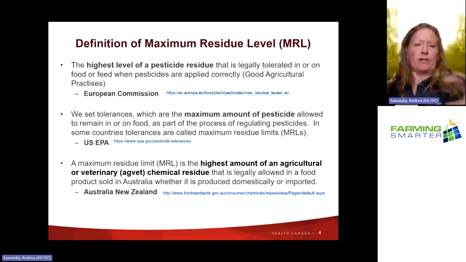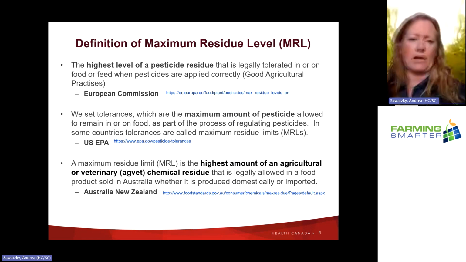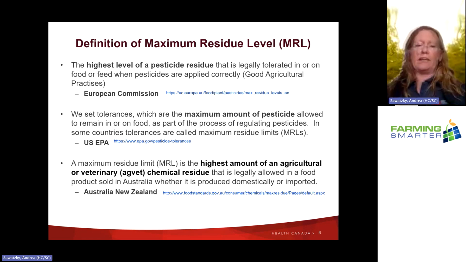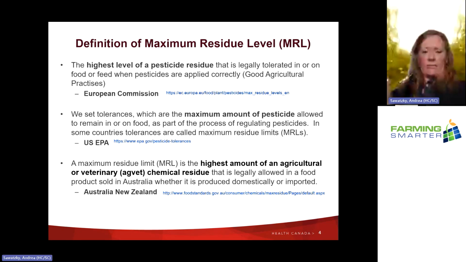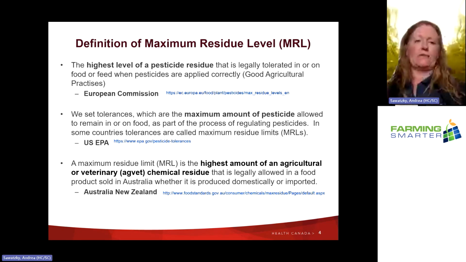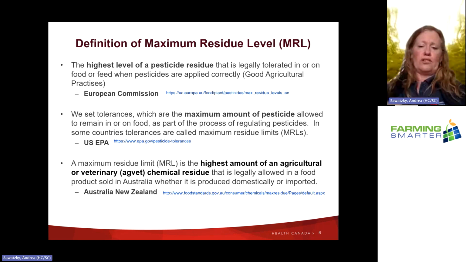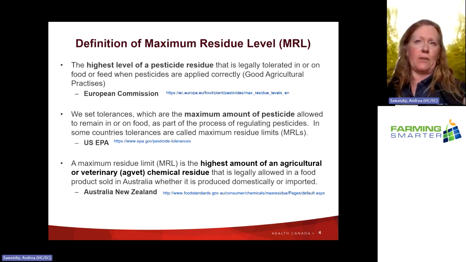And the important thing to note here is that when we produce food in Canada and export it to another country, the food that we export has to comply with the importing country's maximum residue levels. The same goes when they export to us: they have to recognize ours and abide by ours. So before we ship any products to other countries, we need to know what pesticide residues are allowed in their countries.